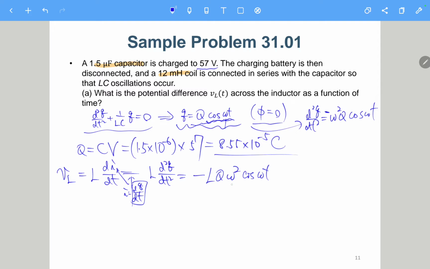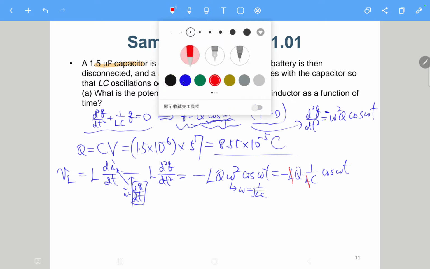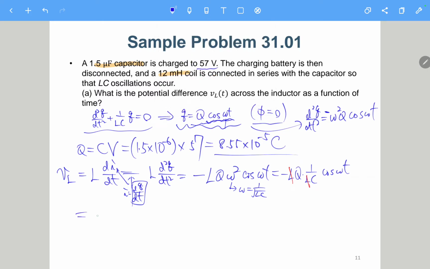Then we plug in ω to be 1 over the square root of LC, which means ω² is 1 over LC. So we have negative L Q times 1 over LC times cos(ωt). We can do some cancellation: we cancel this L with this L. Then we finally have negative Q over C times cos(ωt). This Q over C is nothing but V. So finally we have negative V cos(ωt).